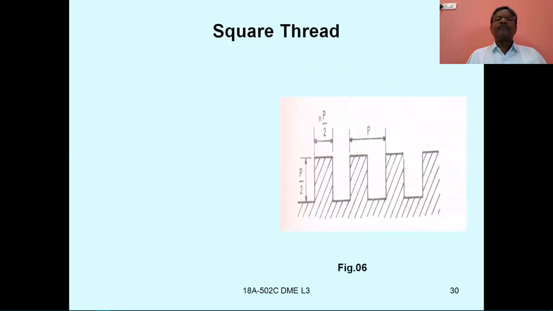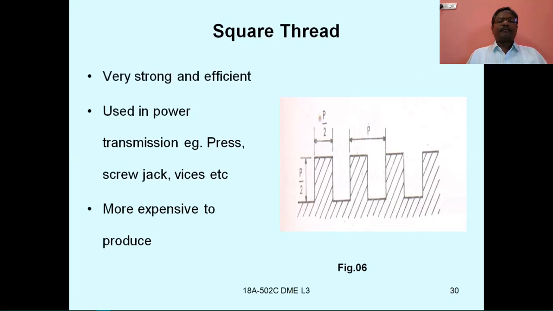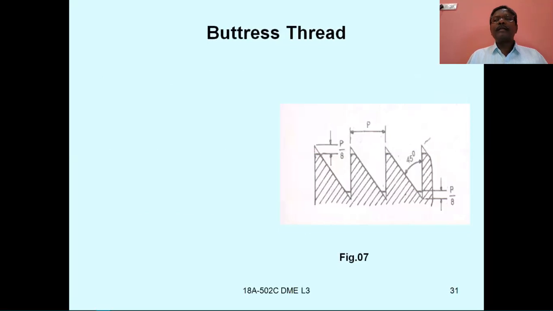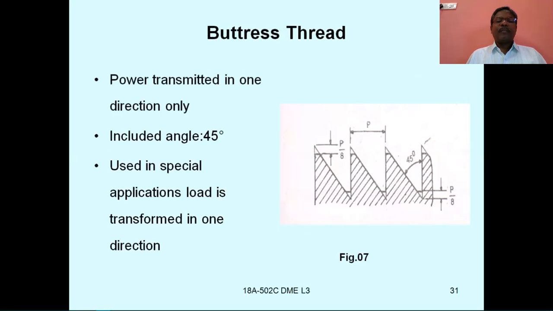And square thread, it is for power transmission and used in presses, screw jacks, lead screws, etc. Also it is more efficient than the Acme thread and buttress thread, but the square thread has an expensive manufacturing cost. Next is the buttress thread. In this case, we can transmit the motion and power in one direction only. The included angle is 45 degrees, and it is used in special applications only.